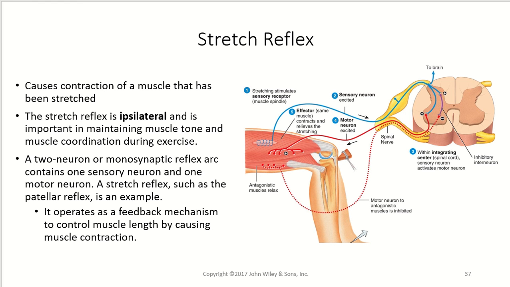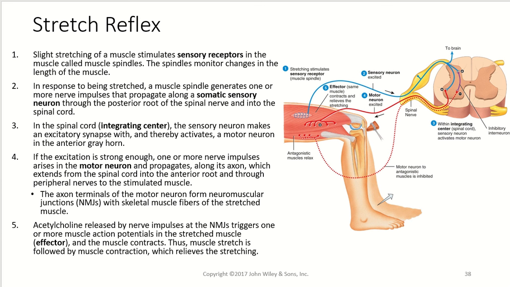So this stretch reflex is what they're testing when you go to the doctor's office and you sit on the table and they smack your knee with that little rubber hammer. That is the patellar reflex, and that is a type of stretch reflex. So let's look at the various components of the stretch reflex real quick. The slight stretching of a muscle is going to stimulate the sensory receptors in the muscle, those muscle spindles, which we discussed in a different lecture. The spindles monitor changes in the length of the muscle.